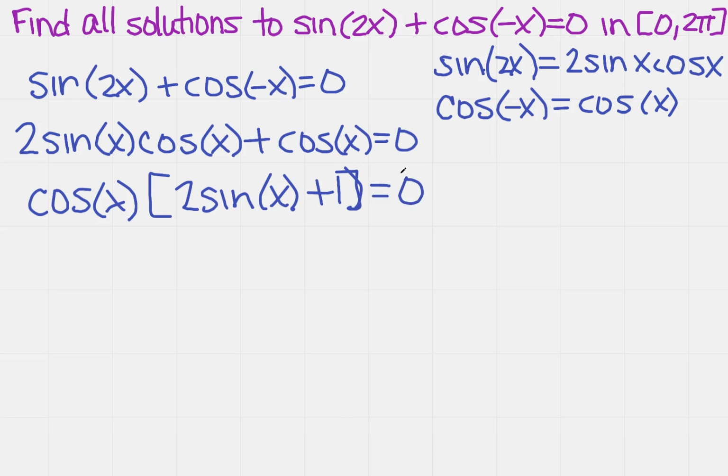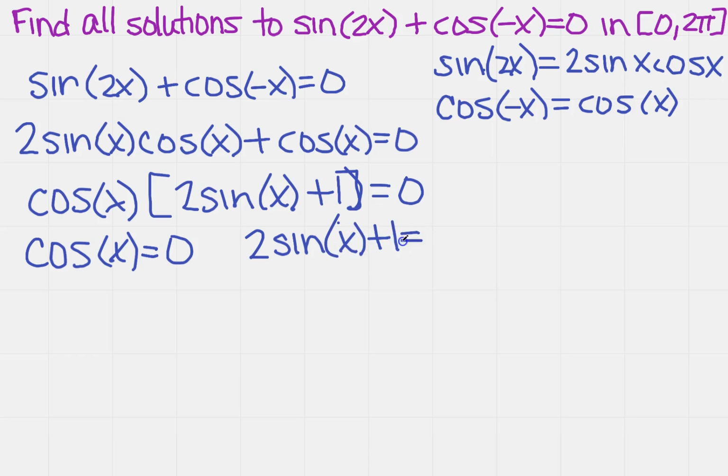equals 0. Now, if this was just a regular equation where you had just x's, what would you do? Well, you're going to set each part equal to 0. So I'm going to get the cosine of x equals 0, or I'm going to get 2 sine of x plus 1 equals 0. So now that I have each of these, what value as an angle of cosine gives me 0? Well, if you use the unit circle or if you have it memorized, you know that you get pi over 2 or you get 3 pi over 2.